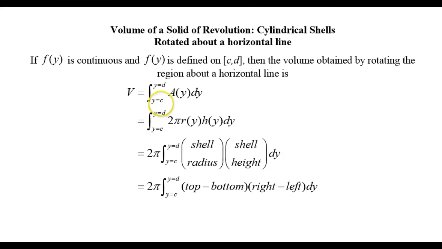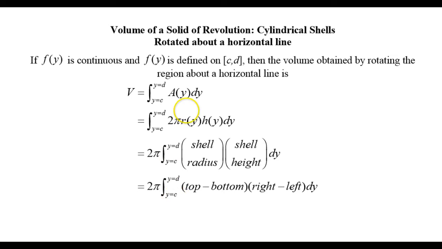So my integral goes from y equals c to y equals d of the area of the cross section as a function of y, which is still 2 pi r times h, but r and h are now functions of y. So we're still looking for a shell radius and a shell height, but now the tables have turned. To find the radius, we're going to need to do top minus bottom, and to find the height, we're going to need to do right minus left. And again, all of these functions are in terms of y, and the limits of integration are also in terms of y.